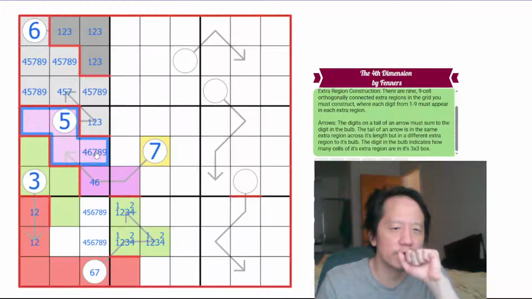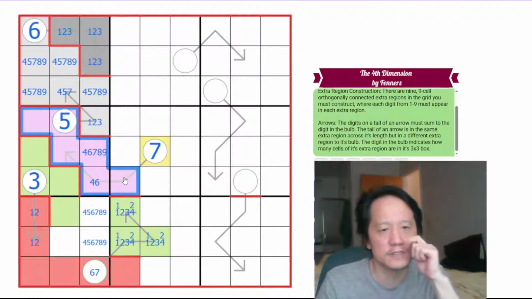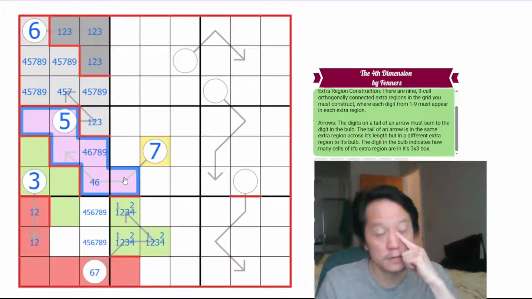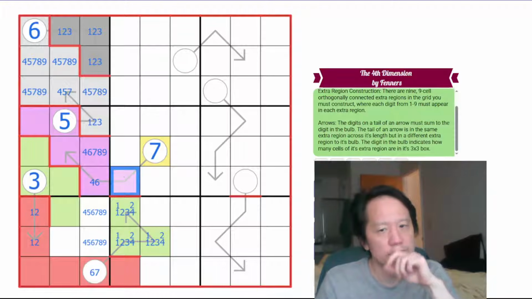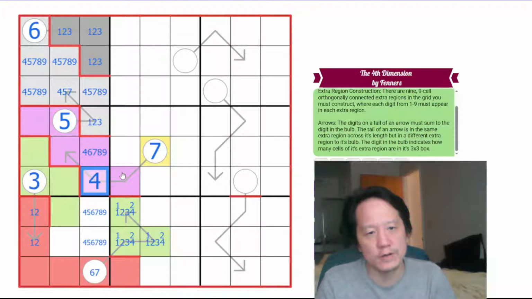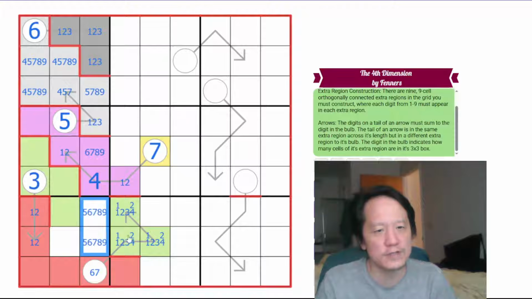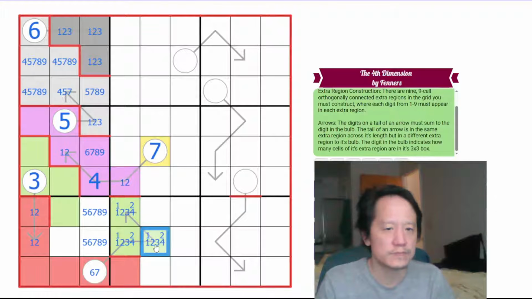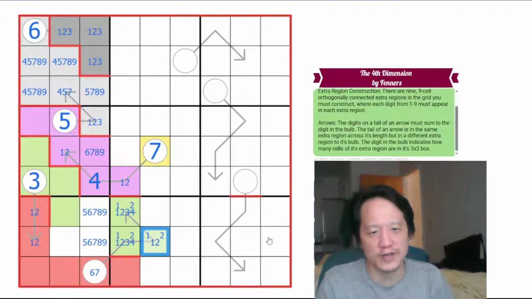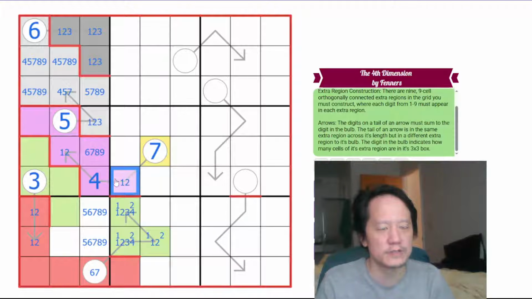1, 2, 3, 4, 5, 6. So this has to be 4 here, and this is a 1, 2 pair. Which means this can't be 4, this can't be 4, these can't be 4. So this cannot be 3 or 4, because if that's 3 or 4, that would force both of these to be 1, 2, which is not possible. This can't be 7.